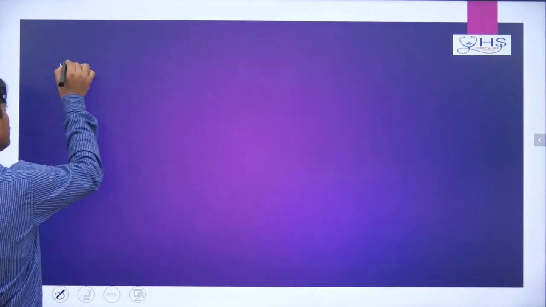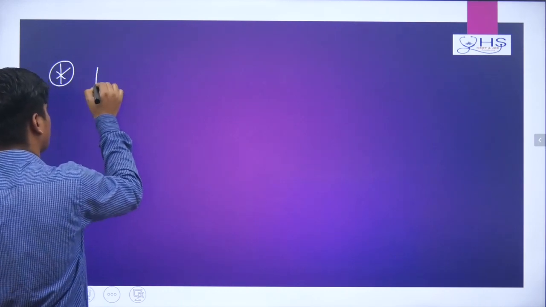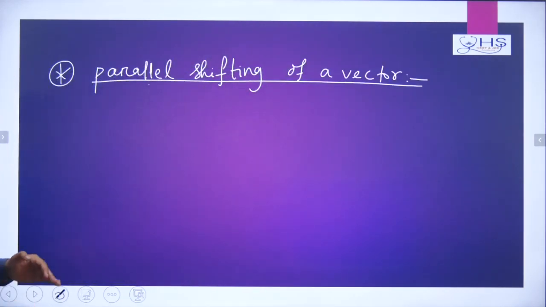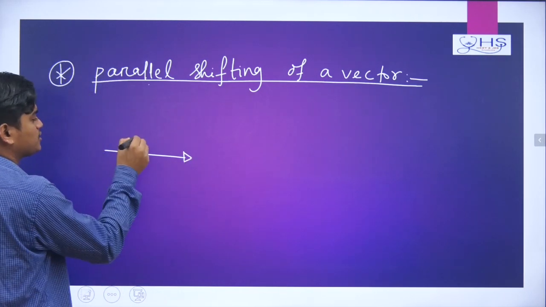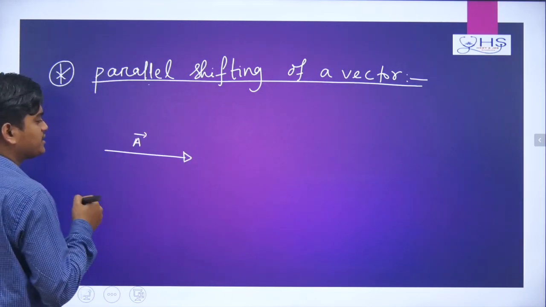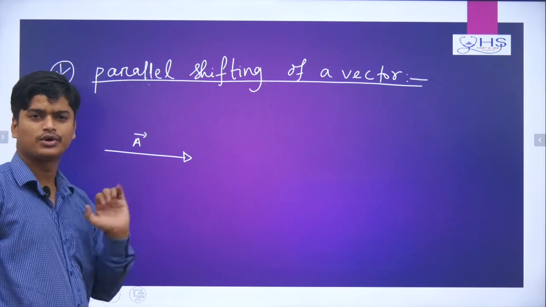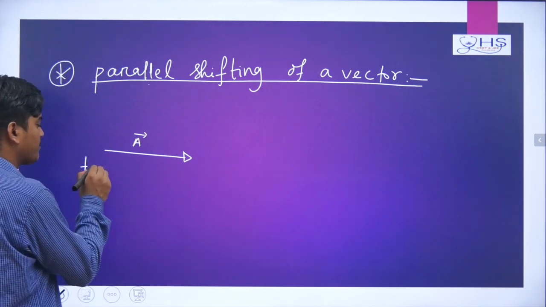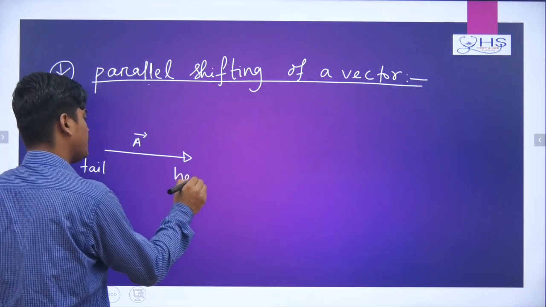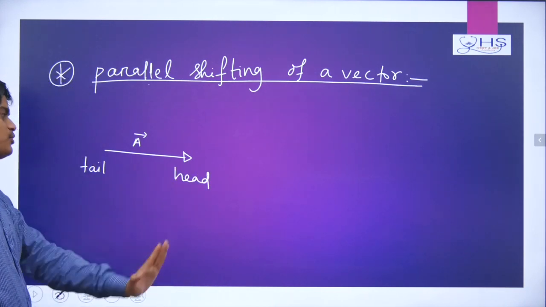So here one important point to understand is basically called shifting of a vector. Now what it is telling basically: suppose a vector is there. So this is a vector. Now its direction is from left to right, because the direction is always from tail to head. Tail to head direction is from left to right.